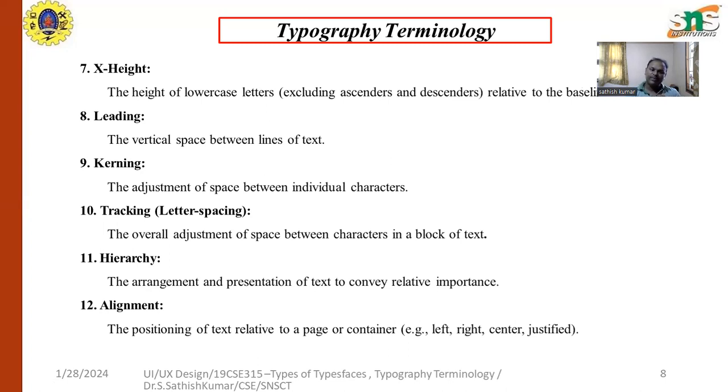Leading is the vertical space between lines of text. Kerning is the adjustment of space between individual characters. Tracking is the overall adjustment of space between characters in a block of text. Hierarchy is the arrangement and presentation of text to convey relative importance. Alignment is the position of the related text relative to the page or a container.